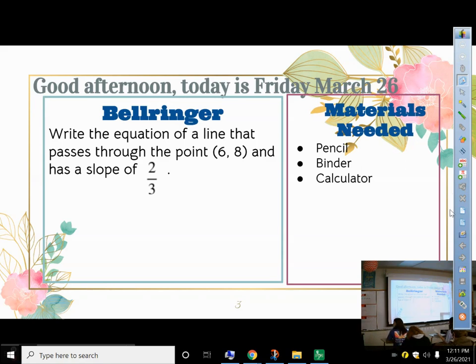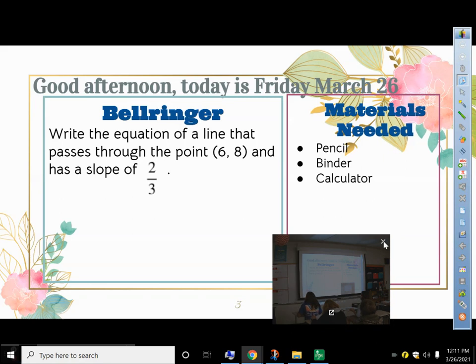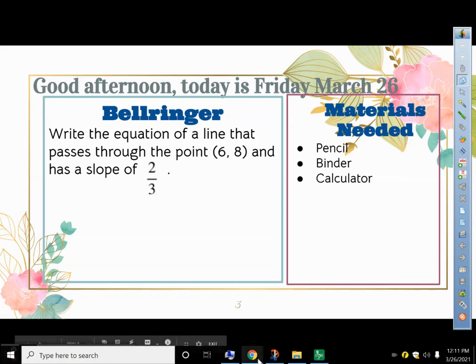We have a worksheet today. And it's just like this, we don't have to work anything out. The only actual work you have to do is rearranging it.